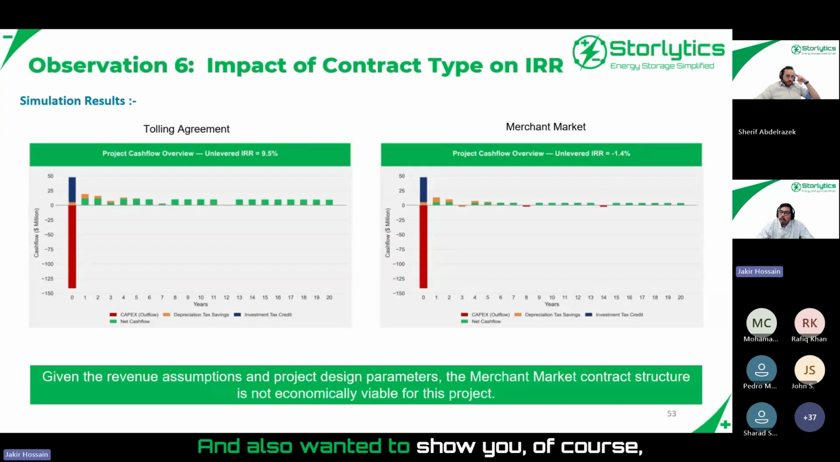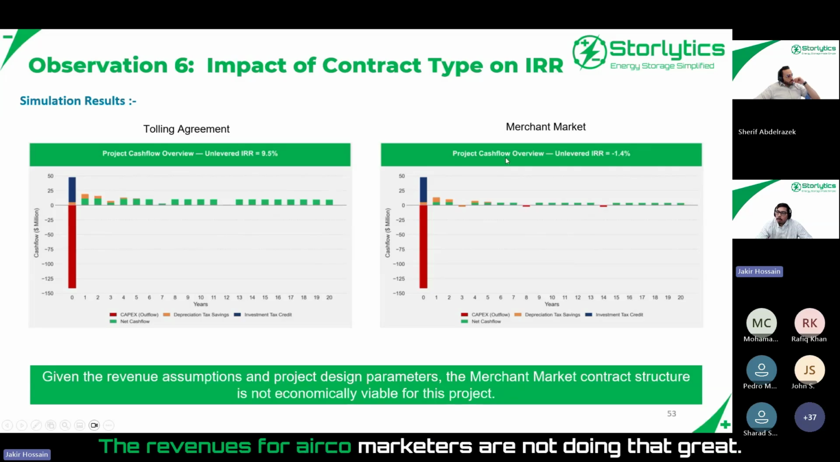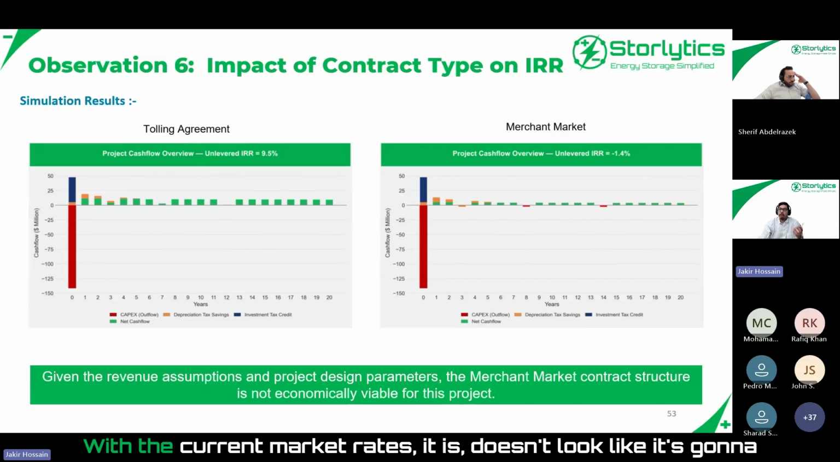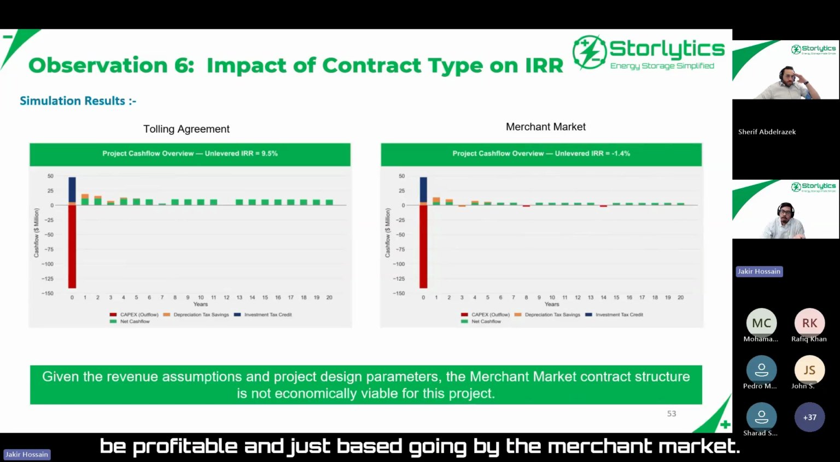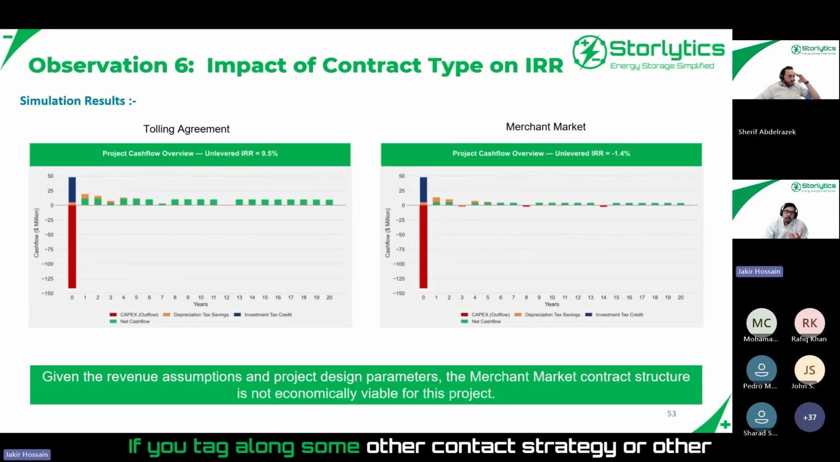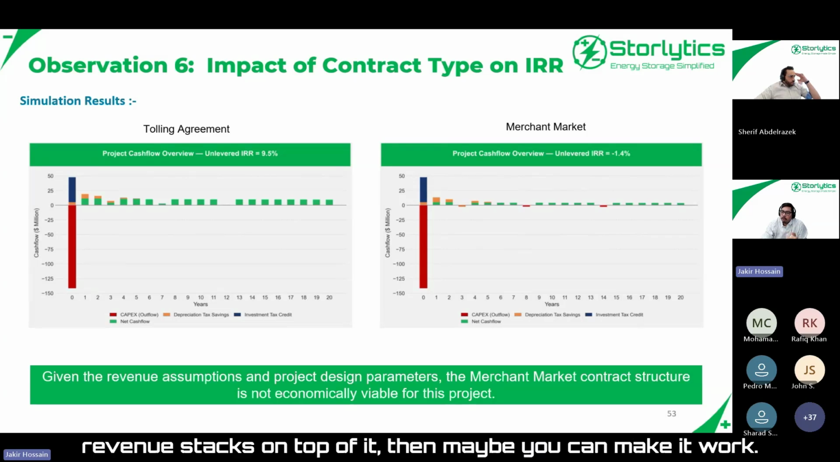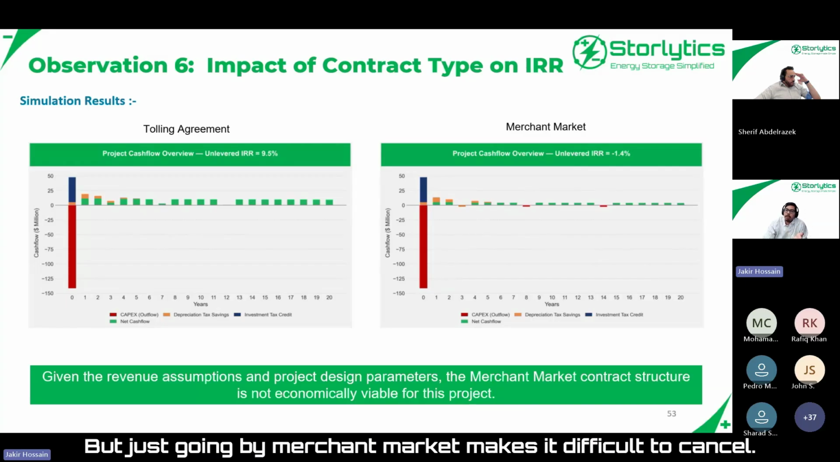And also wanted to show you, of course, different markets have different revenue streams depending on your contract structure. Your return is also going to be very impactful. That's very intuitive. But if you tie that to this example, tolling agreement, we got 9.5% for AC. For the merchant market, the revenues for the ERCOT market are not doing that great. With the current market rates, it doesn't look like it's going to be profitable just going by the merchant market. If you tag along some other contract strategy or other revenue stacks on top of it, then maybe you can make it work, but just going by the merchant market makes it difficult to pencil out.